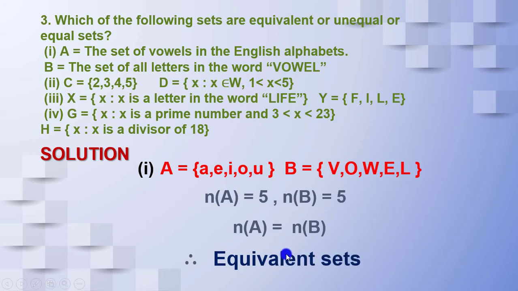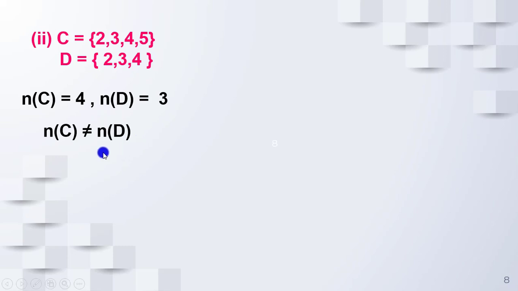Now let us go to the second problem. In the second problem, we have two sets: C equal to 2, 3, 4 and 5, D equal to 2, 3, 4. Now here we have 4 elements. Here we have 3 elements. Are they equal? No. n of C is not equal to n of D. Therefore, the sets are unequal. So, we call it an unequal set.